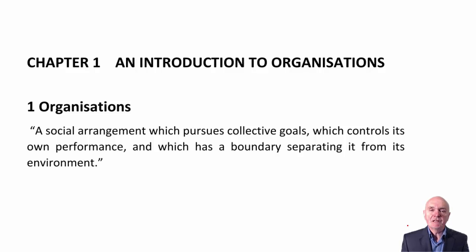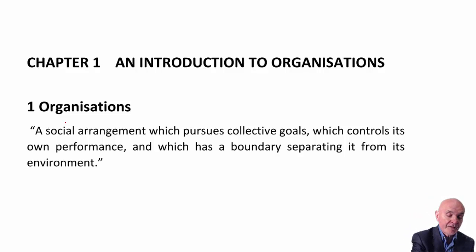The first chapter deals with some aspects of organisations, and it begins by trying to define an organisation. And what we have here is a commonly accepted definition. It's a social arrangement which pursues collective goals, which controls its own performance, and which has a boundary separating it from its environment. And all of those aspects are quite important.